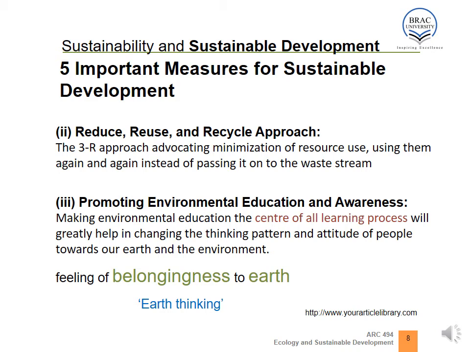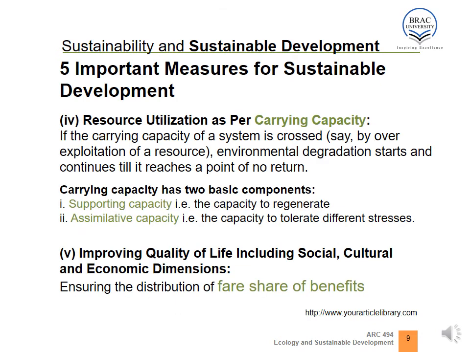The third measurement item is about promoting environmental education and awareness, and it says making environmental education the core of the learning process will greatly help to change the thought process and the attitude of people towards the earth and the environment. And the feeling would be belongingness to the earth. That means you will be acting as a steward towards the earth, and that is called earth thinking.